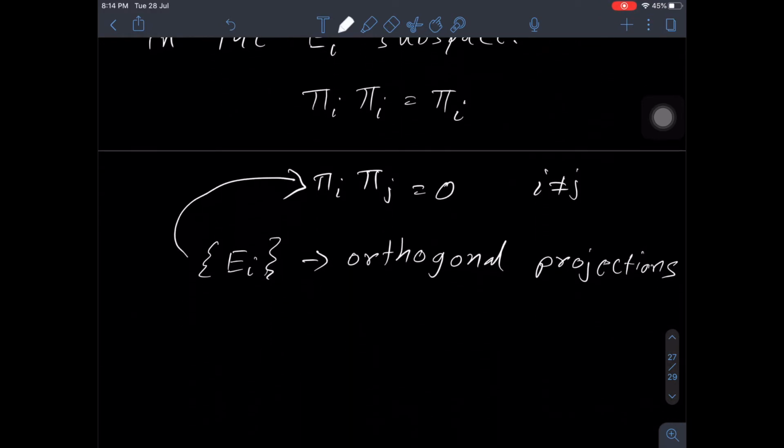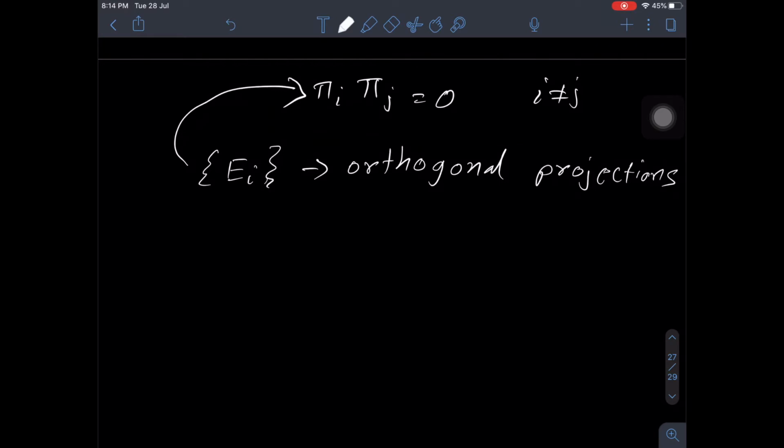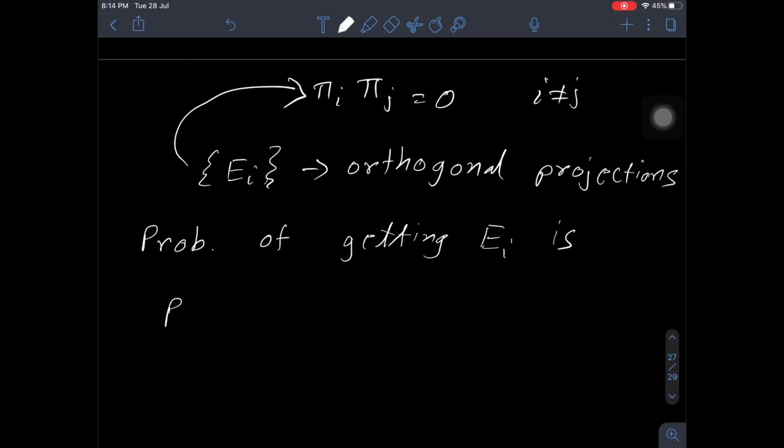So now it's the same as before: if you do an incomplete measurement with respect to this orthogonal decomposition, your probability of getting EI, let me write it in a proper notation, probability of I is psi pi I psi.